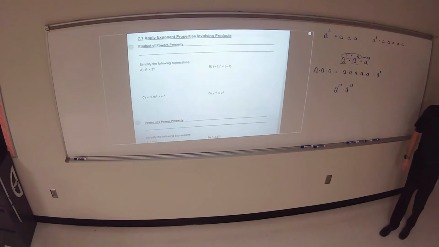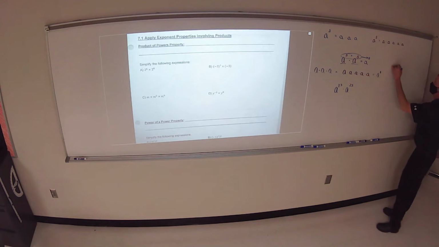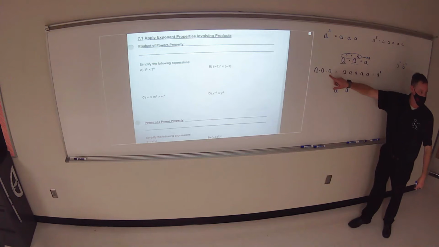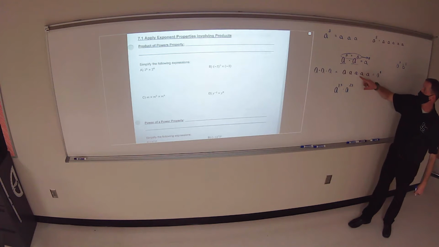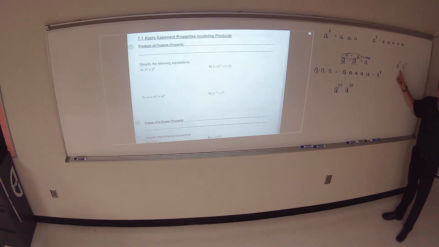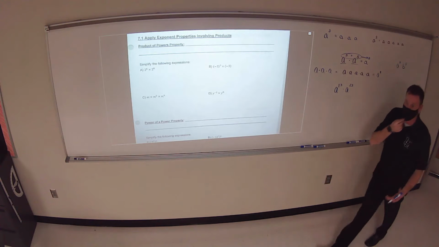Now again, this doesn't work if it's a to the 3rd times b to the 5th. That doesn't work anymore. Because that would be a times a times a times b times b times b times b times b. So some people will be like, well, what's that equal then? It's this, and that's it. There is no way that it can be simplified anymore.